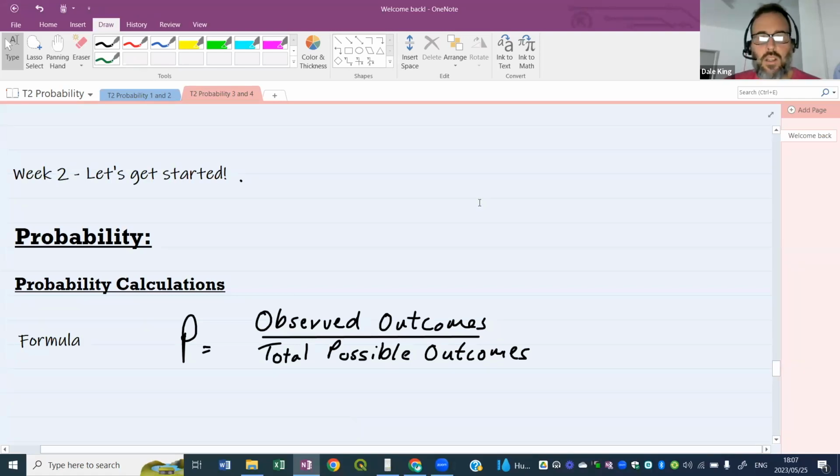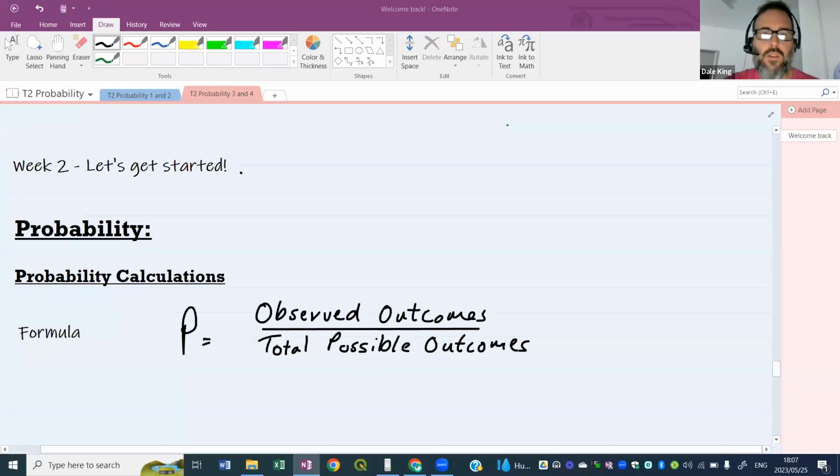Before we start with the calculations, just a reminder about the formula. So the formula is P, the probability. You find it by looking for your observed outcomes, what you're looking for in the experiment, out of the total possible number of outcomes you can get in this experiment. So it's what you're looking for out of all the possible outcomes that you can get. Okay. All right, let's get stuck in.